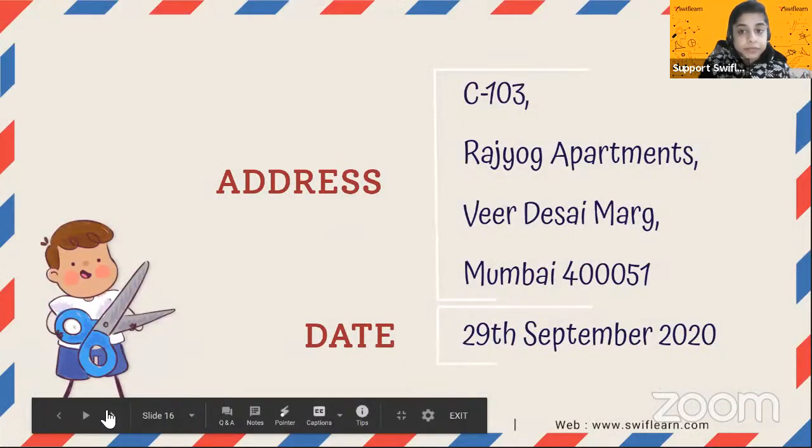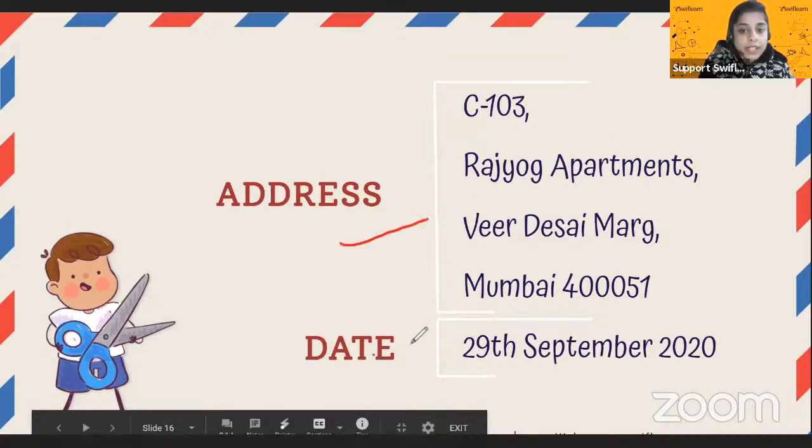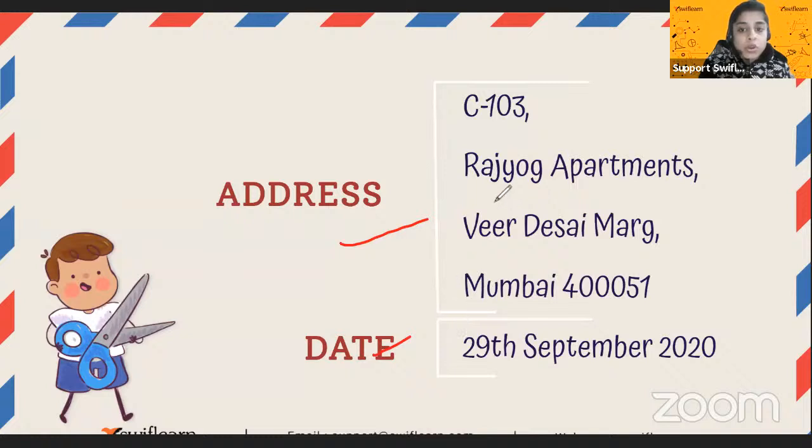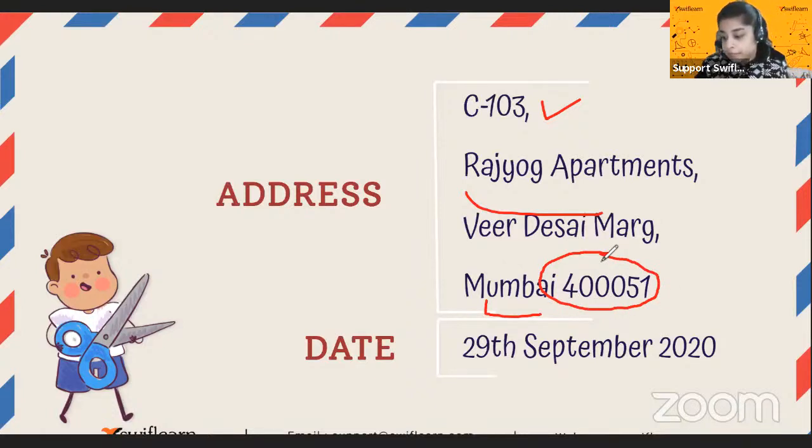See, here is a letter. You are writing the address, you are writing the date, and then what you are going to do? See, here is the address, here is the date on the right hand side. This is your address, not the principal's address. This is your address: C103 Rajyog Apartments, Veer Desai Marg, Mumbai, and do not forget to write the pin code of your area.